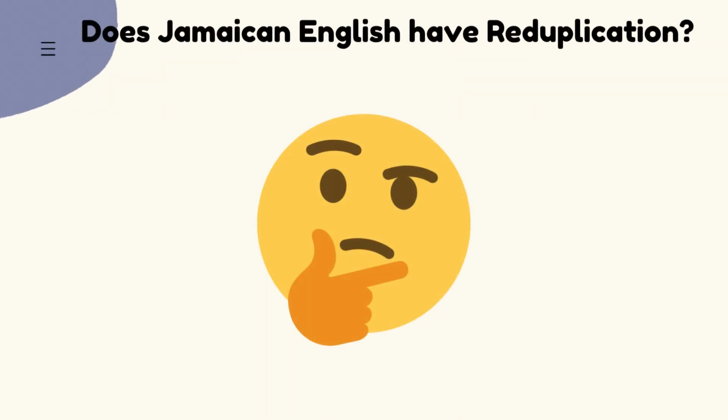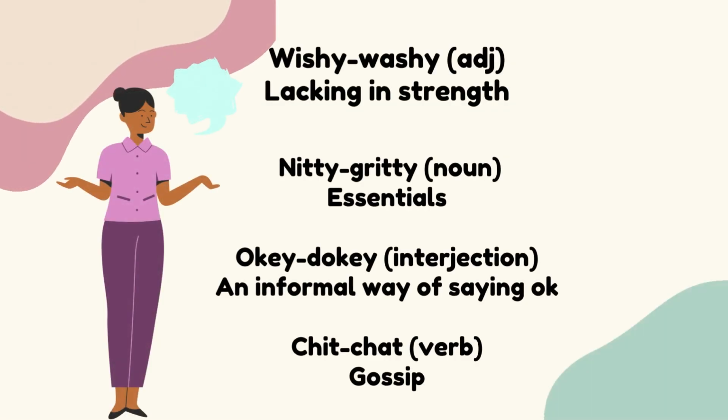Does English have reduplication? Yes, it does. Here are some examples of reduplication in English. Wishy-washy, an adjective which means lacking in strength. Nitty-gritty, this is a noun which means essentials. Okie dokie, an interjection, and this means an informal way of saying okay. Chit chat, a verb which means gossip.